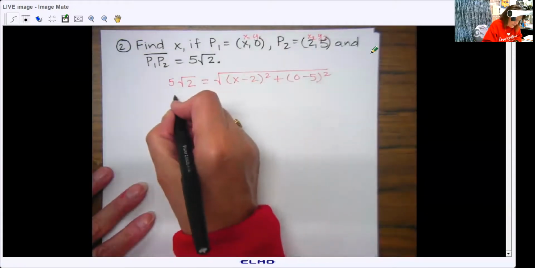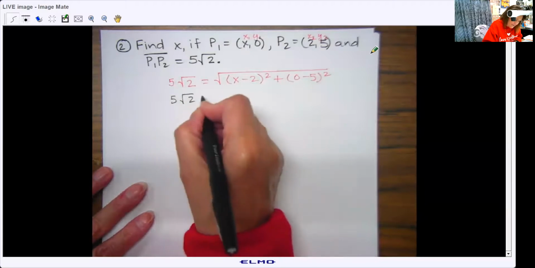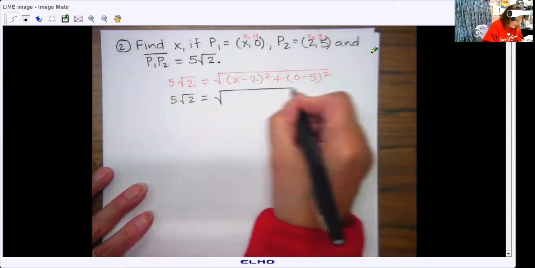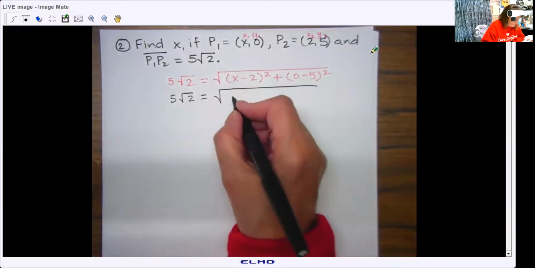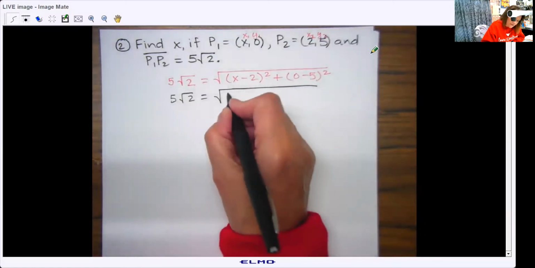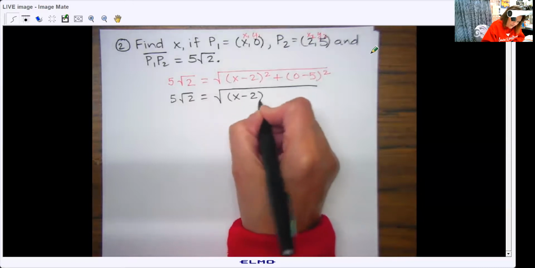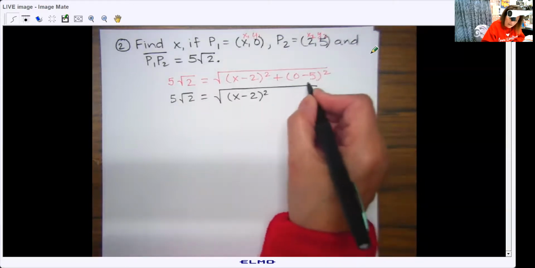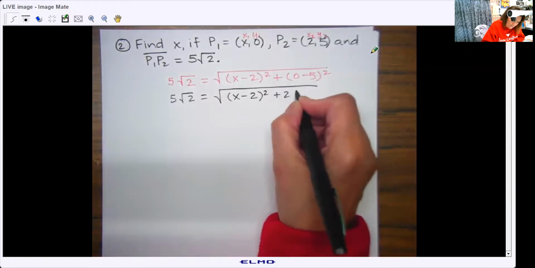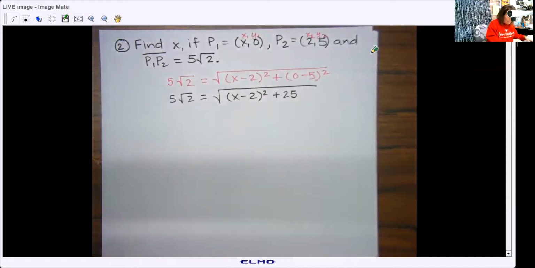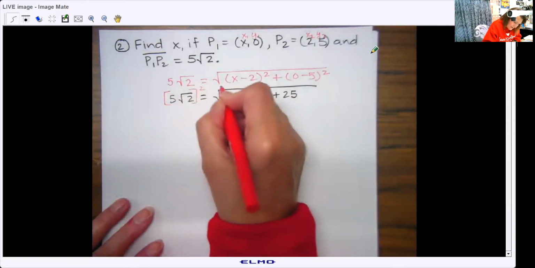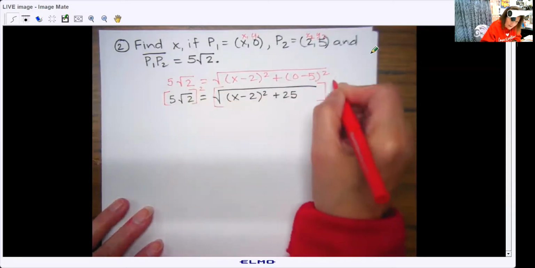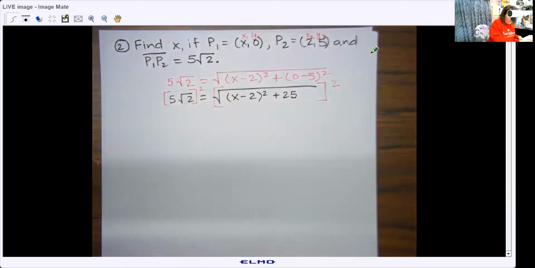We have 5 square root of 2 is equal to, let's do some multiplying out here. Let's see. I'll just leave this one alone. But we'll go ahead and multiply that out. That's negative 5 squared is 25. Now to get rid of the radical, we're going to have to square both sides. I'm going to have to take this and square it and take all of that and square it. So we're going to square both sides.